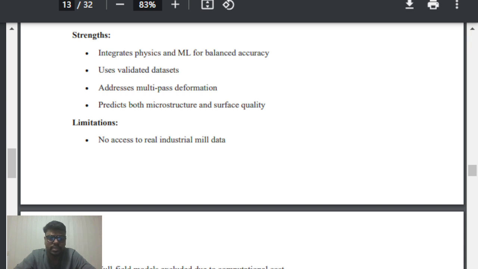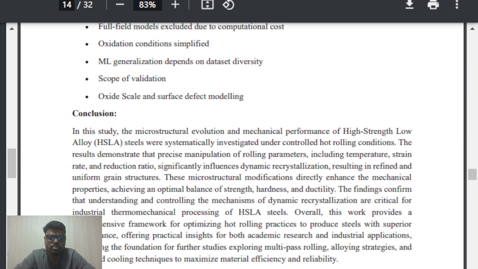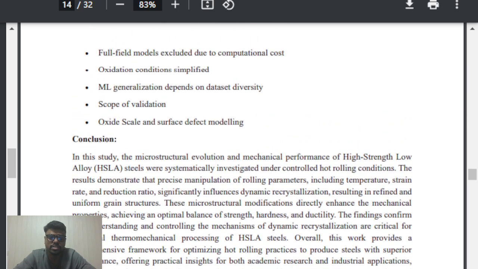In conclusion, this research is important because modern steel manufacturing needs stronger, lighter, and more reliable steels with fewer defects. HSLA steel performance depends strongly on microstructure and surface quality during hot rolling. The literature shows that current models are either fast but too simple, accurate but too slow, or data driven but not sufficiently connected to physical metallurgy. The proposed hybrid framework aims to bridge this gap by combining mechanistic DRX modeling, machine learning, and oxide scale prediction.